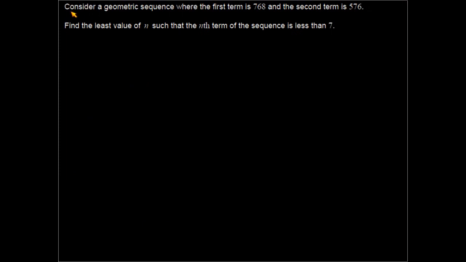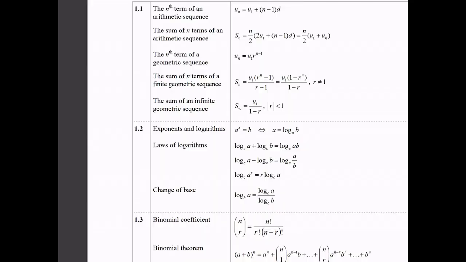Okay, this question says, consider a geometric sequence where the first term is 768 and the second term is 576. It says, find the least value of n such that the nth term of the sequence is less than 7. Alright, so we're talking about geometric sequence here and we're talking about nth term. So if we consult our data sheet, we can see this one here says the nth term of a geometric sequence, and then it says un is equal to u1 r to the n minus 1.